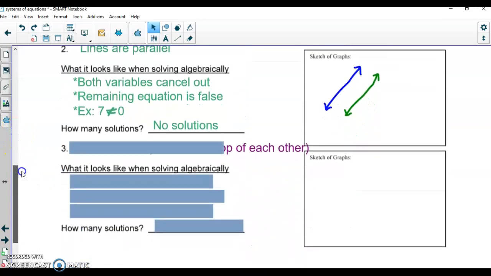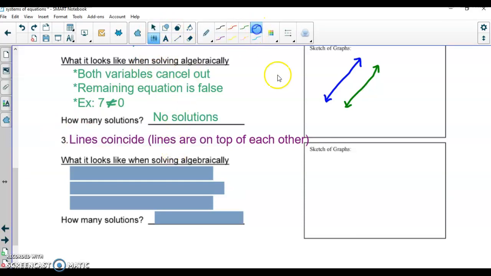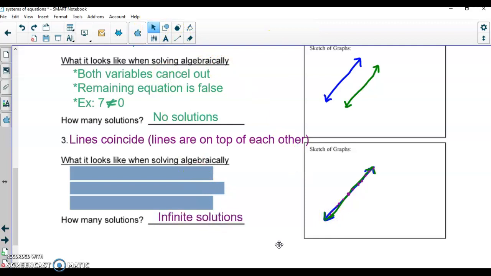The third and final case is when I graph one line and the lines will coincide. So I graph one line, and now when I go to graph the second line, it coincides. I graph it and it falls right over top of the first line. In which case, every point that was on the first line is also on the second line. So we're going to have an infinite number of solutions.